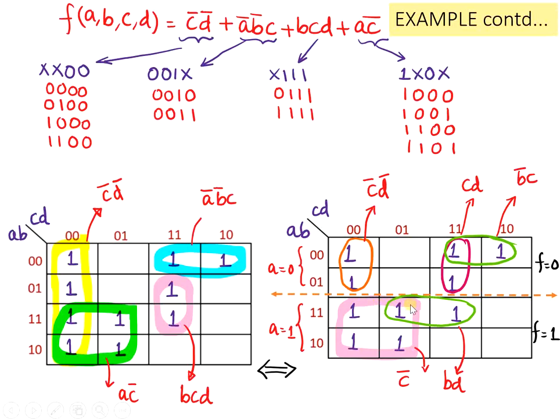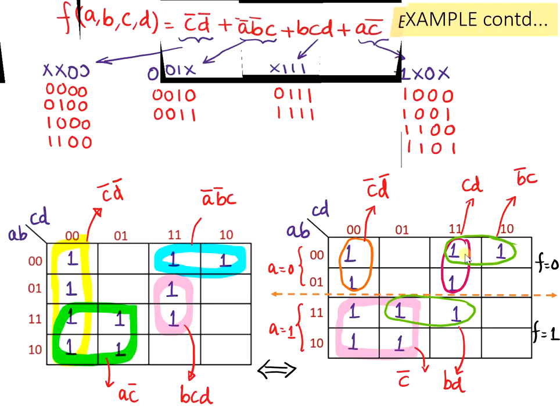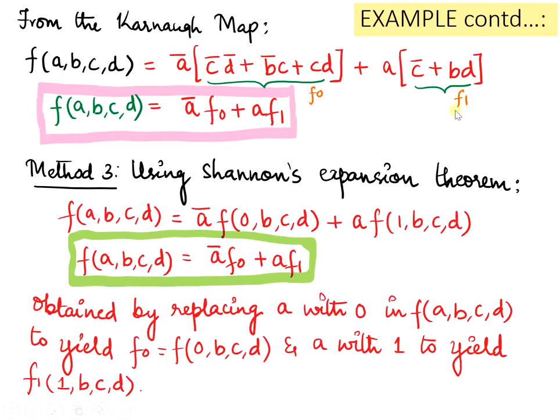Now I am going to group them separately. So when I group them separately, you can see the terms that I get, that is C bar BD, C bar D bar, CD and B bar C. These terms are exactly the same as what we obtained earlier. So from the Karnaugh map, this is what we get, and the final expression will be equal to A bar F0 plus A F1. If you compare method 1 with method 2, you will be able to see that the expressions for F0 and F1 remain the same.